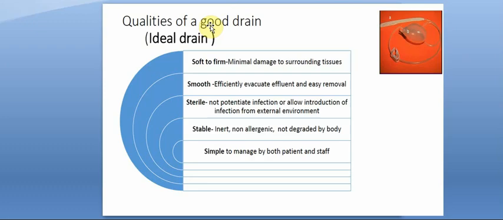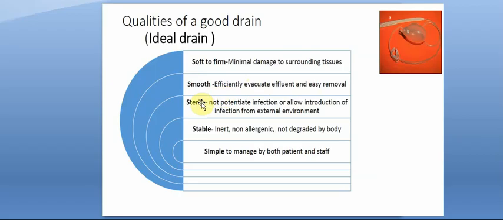Next is qualities of a good drain. How an ideal drain will be. Usually, an ideal drain is soft or almost firm. Okay, it should not be very firm also, or neither it should be too soft. Okay, if it is too firm, what will happen? It may cause damage to the surrounding structure, okay, or tissues. And next is ideal drain should be smooth. It should not be very hard. Why it should be smooth? So that it can be efficiently used and it is easy to remove.